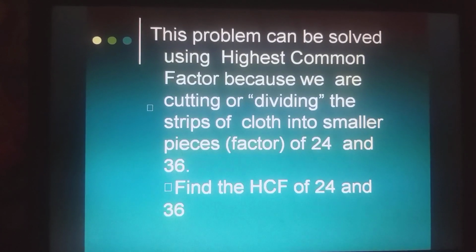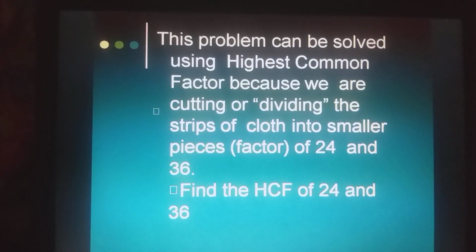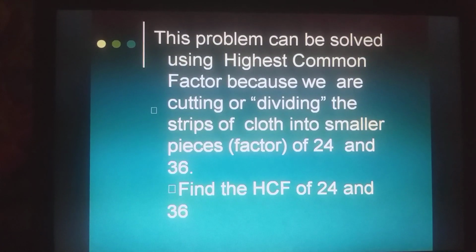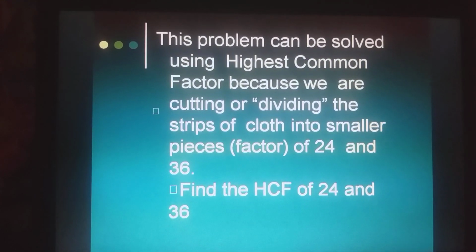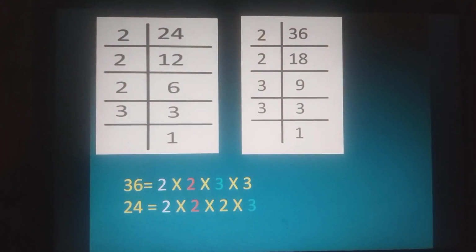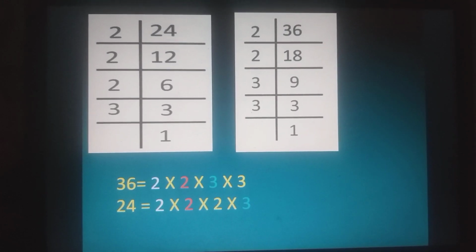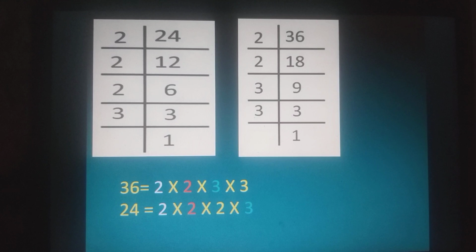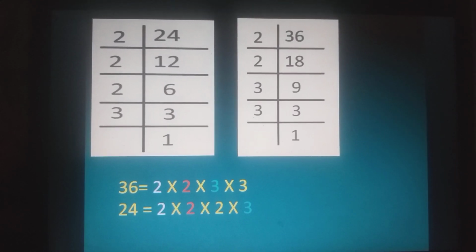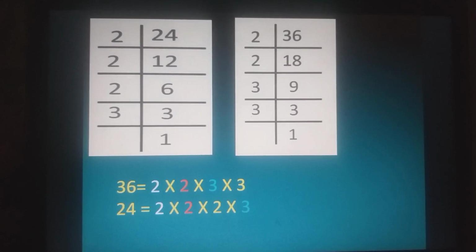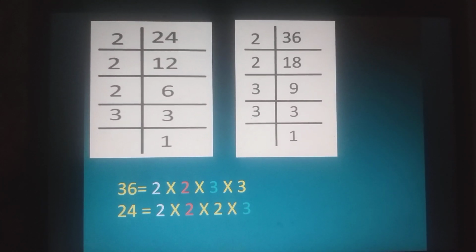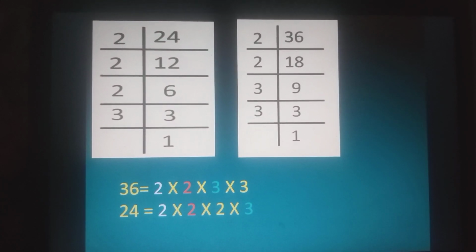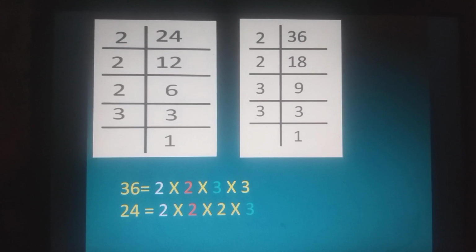HCF, over here you can also say highest common factor. We are calculating HCF because we are dividing something. First of all, we calculate factors for number 24. 24 divided by 2 gives 12. 12 divided by 2 gives you 6. 6 divided by 2 gives you 3. And 3 divided by 3 gives you 1.